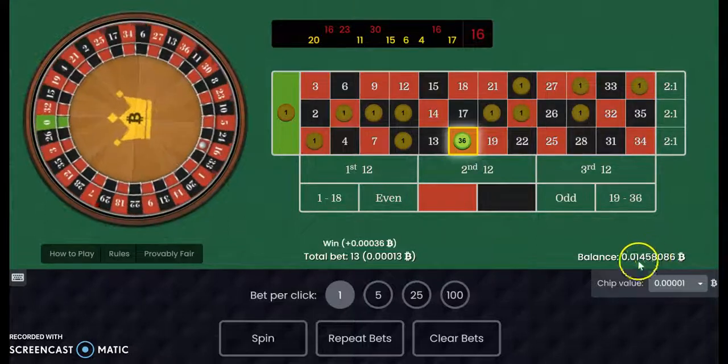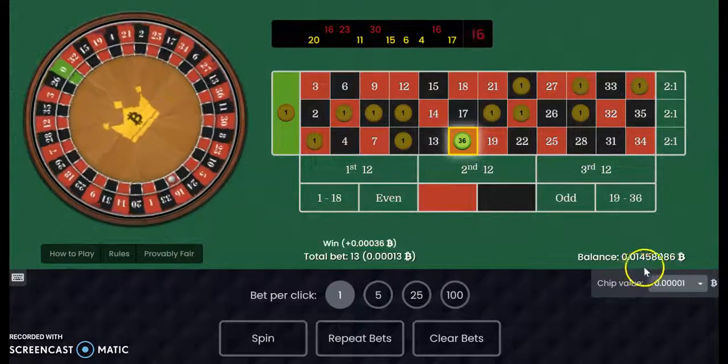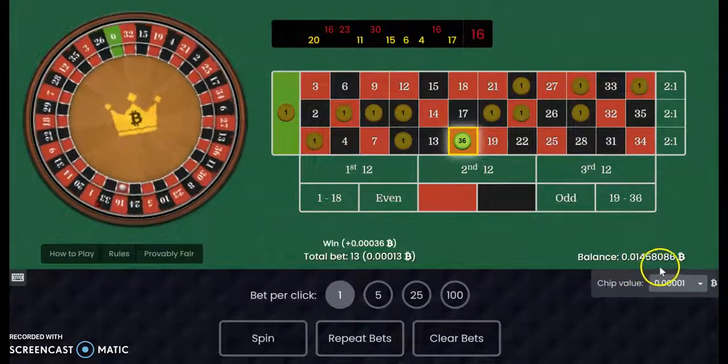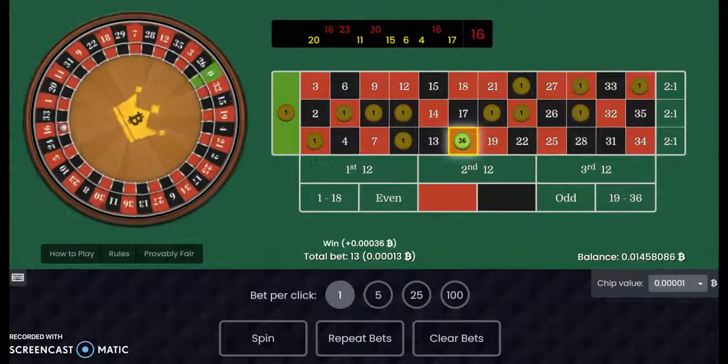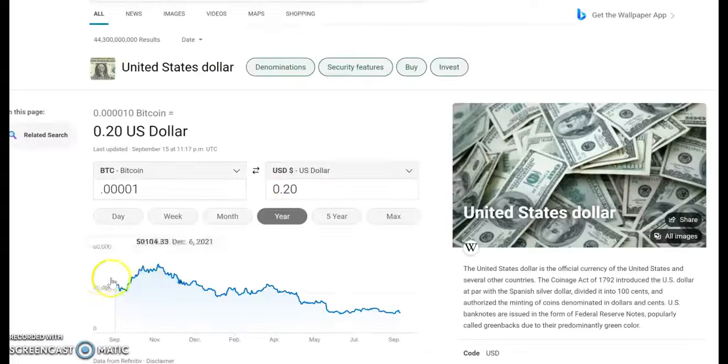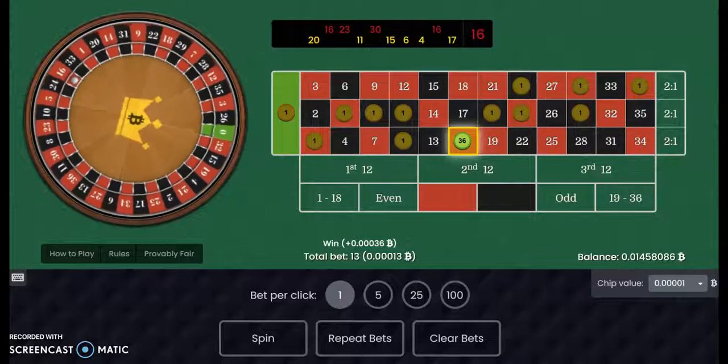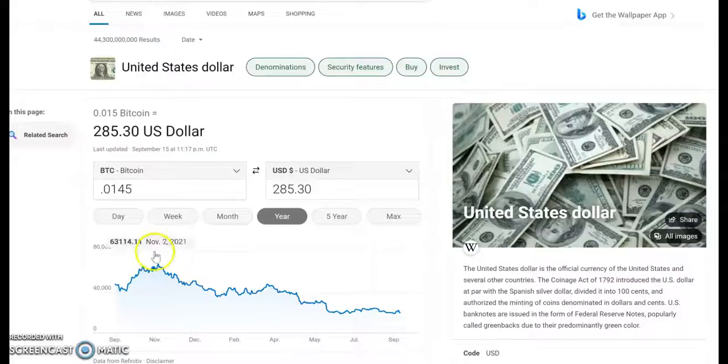Okay, so let's see what this equates to. 0.01458086. Double check here, 8086. Okay, so we started at 281. We've made a $5 profit.